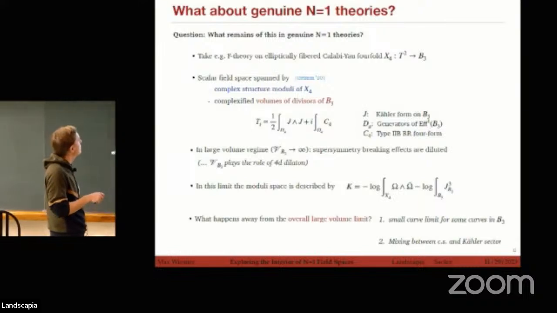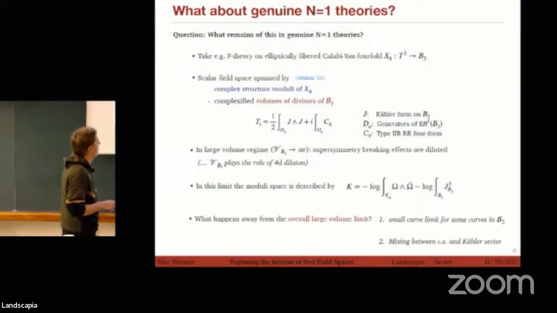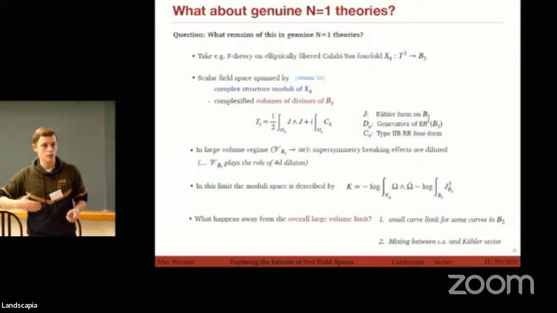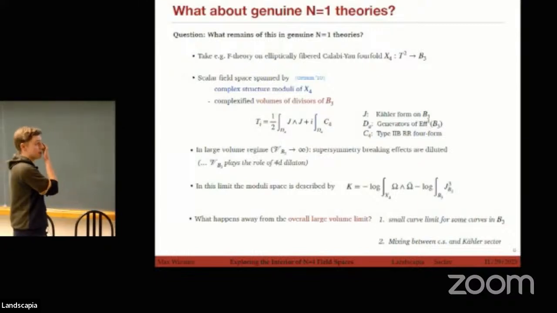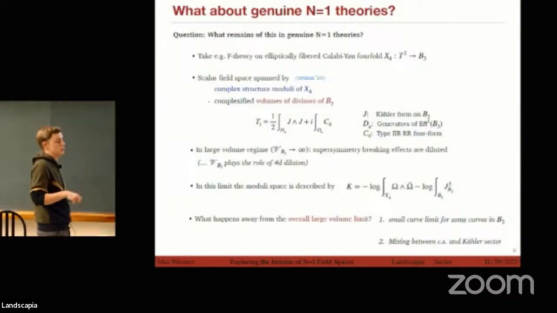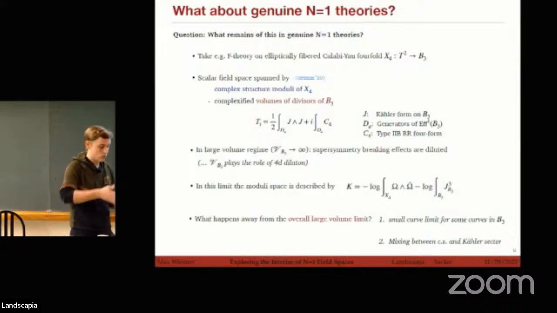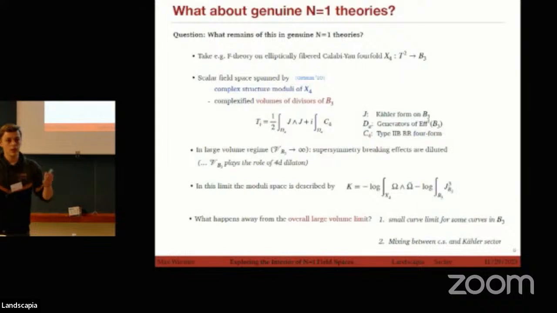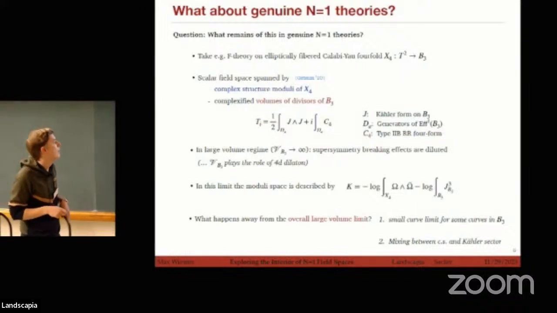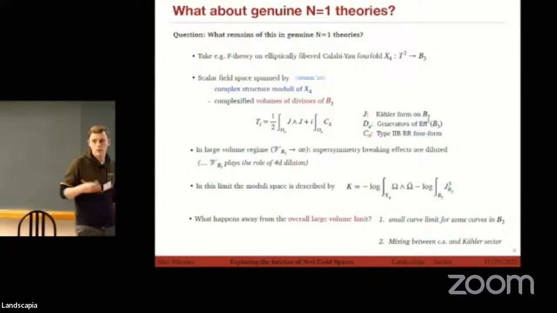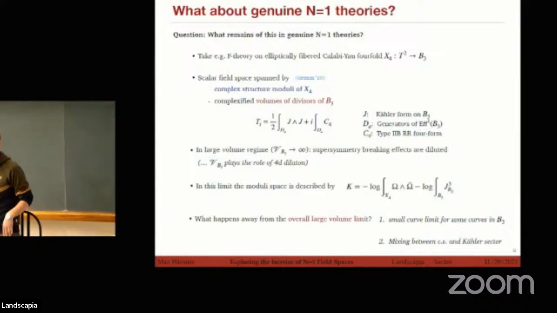But so the question is, what happens away from the overall large volume limit? What happens if we do not dilute the supersymmetry breaking effects infinitely much? What happens, for example, in the small curve limit for some curves in B3, where in type 2A, on a Calabi-Yau threefold, we know what is happening thanks to mirror symmetry, and we can infer the structure there. And what about the mixing between complex structure and Kähler sector that I think Eric also raised in one of his questions?